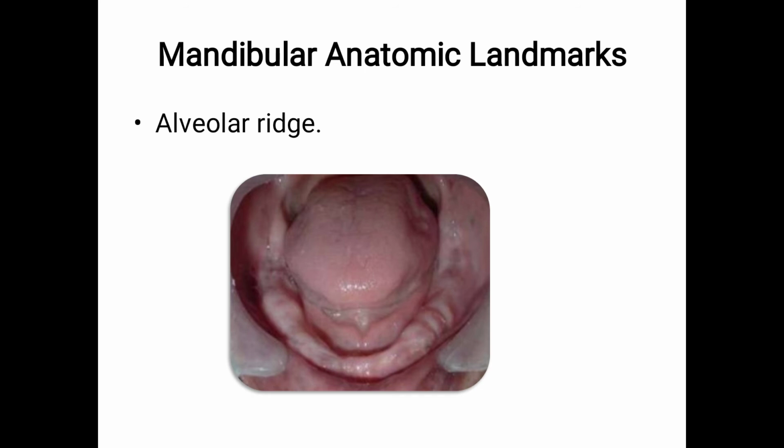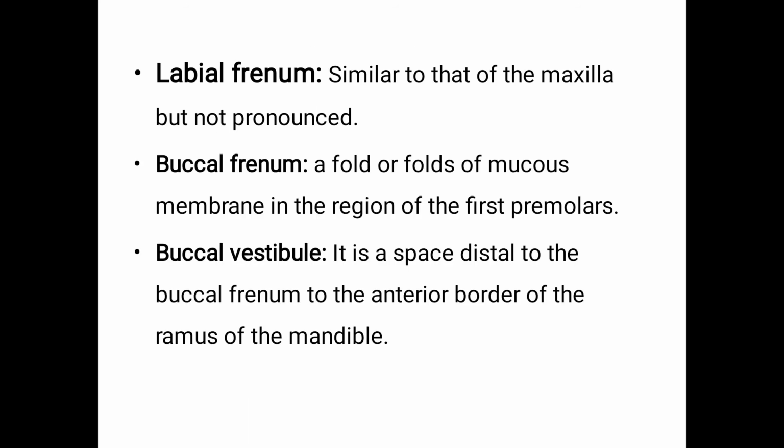These are the maxillary anatomical landmarks. The next one is the mandibular anatomic landmarks. So as you see in this picture, this is the alveolar ridge of the mandible. The labial frenum is the same as the maxillary labial frenum, but it is not pronounced.